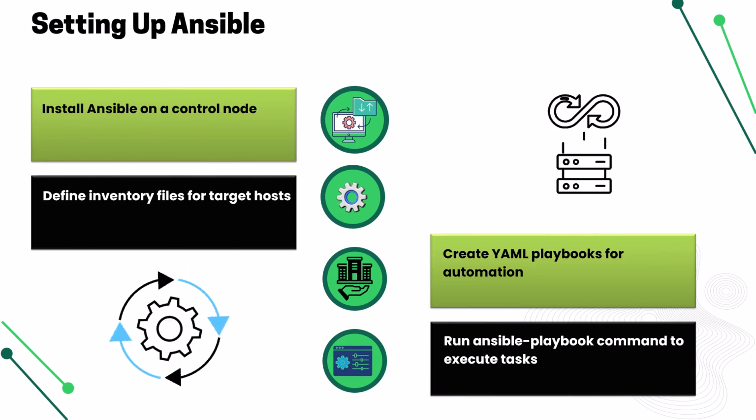Setting up Ansible is like assembling IKEA furniture, but without missing screws. Install it on your control node, list the hosts in an inventory file, write playbooks in YAML, not hieroglyphs, and run the Ansible playbook command. Follow these steps and soon, automation will be your new best friend.